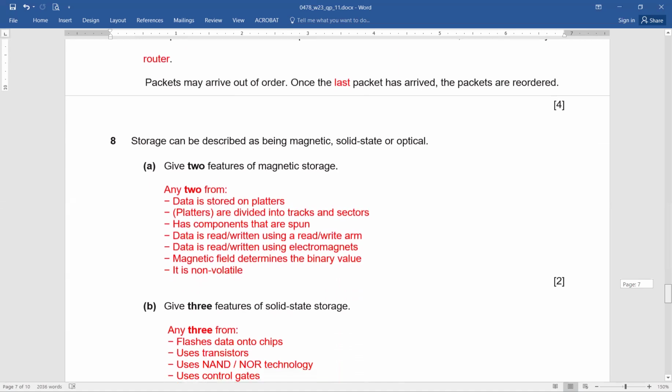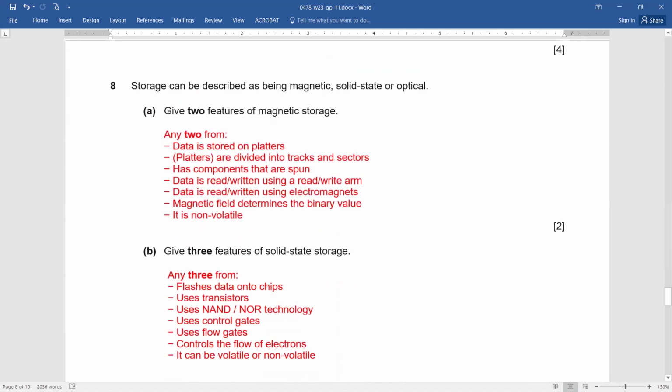Question number 8. Storage can be described as being magnetic, solid state, or optical. Give 2 features of magnetic storage. Magnetic storage, exactly. What are the features? Data is stored on platters. Platters are divided into tracks and sectors. It has components that are spinning or moving at a very high speed. Data is written to or read from using a read-write head. Data is read or written using electromagnets. Magnetic field determines the binary value. It's non-volatile. So if you have mentioned any 2 features, then you will be getting 2 out of 2.